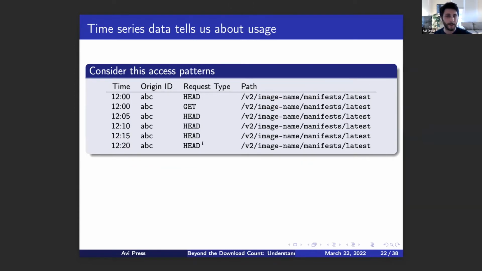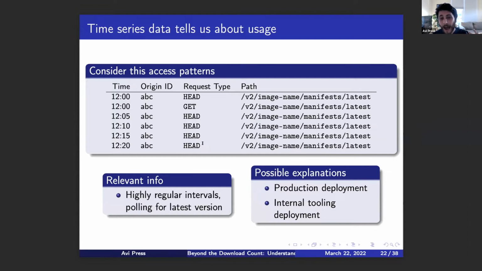And so, sorry, this is the same example. That was a slightly weird transition. For the same example of someone calling head, then get, and then steady, reliable head requests, these intervals are highly regular. It's really likely they're just polling for the latest version. And so if we're going to try to explain that behavior, this is probably a deployment of some kind. It may be a production deployment of the container. It might be internal tooling. But this is probably not someone's laptop if this is happening for a very long time. That's fundamentally useful to know if you're trying to understand the usage of your software.